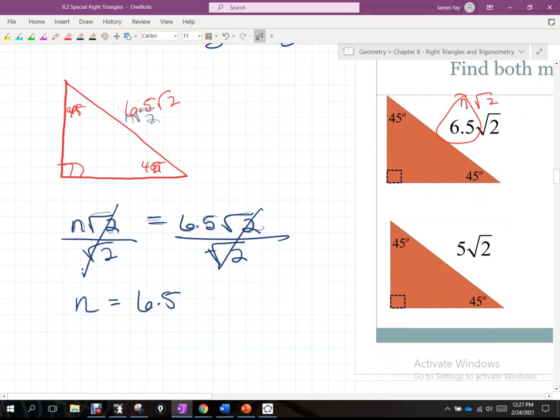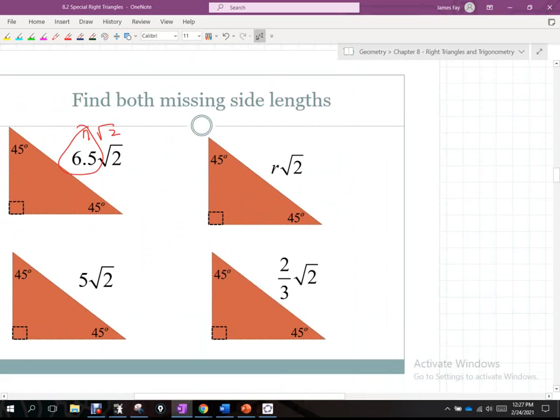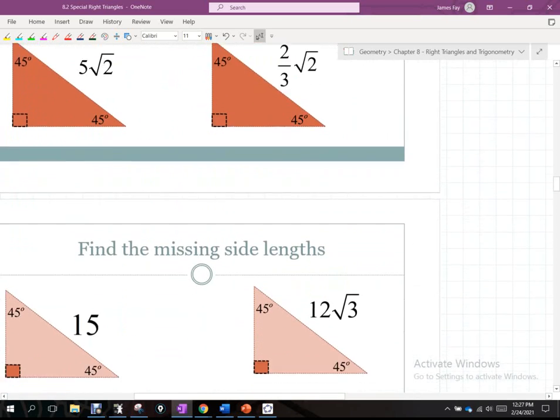What does n have to be here? n has to be 5. Okay? What does n have to be here? n has to be r. What does n have to be here? 2/3. Good. We can do that, right?